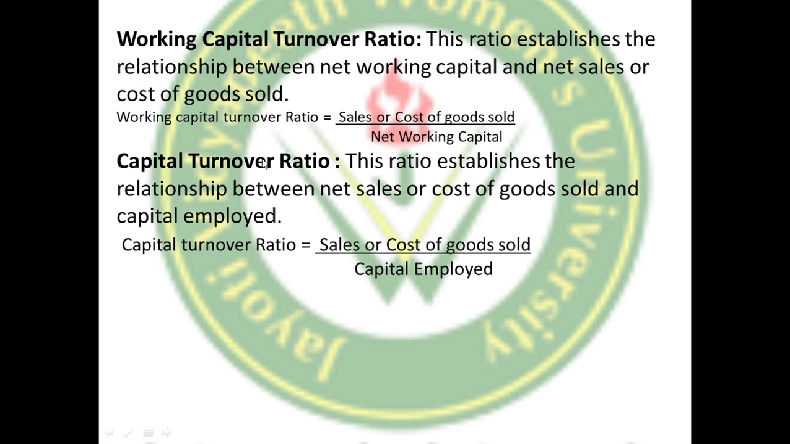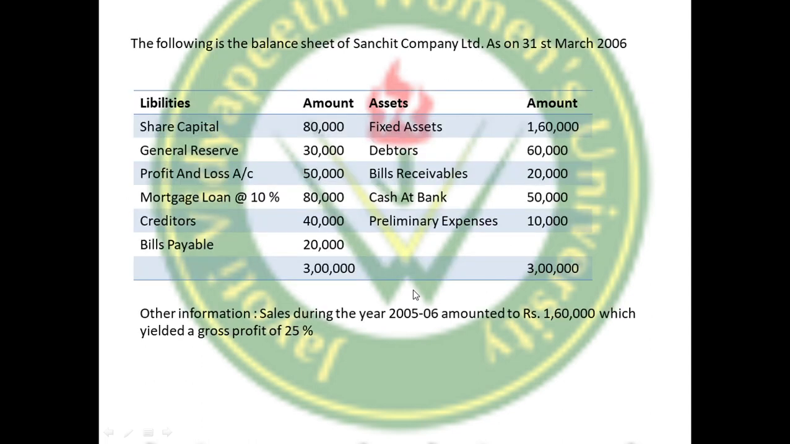Next ratio is capital turnover ratio. This ratio establishes the relationship between net sales or cost of goods sold to capital employed. The formula to calculate capital turnover ratio is sales or cost of goods sold divided by capital employed.